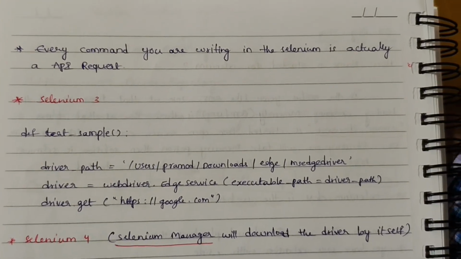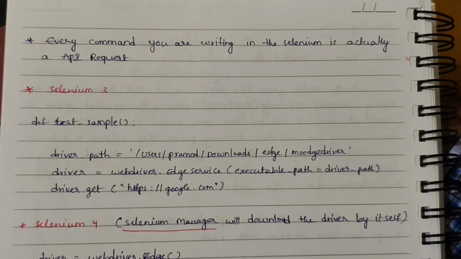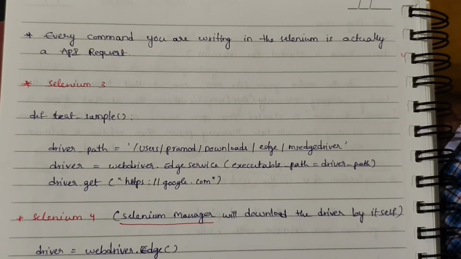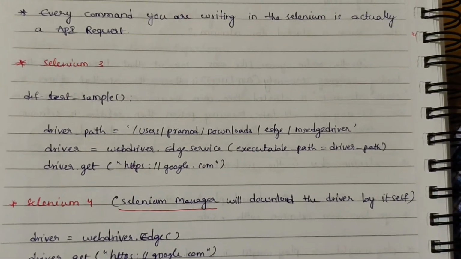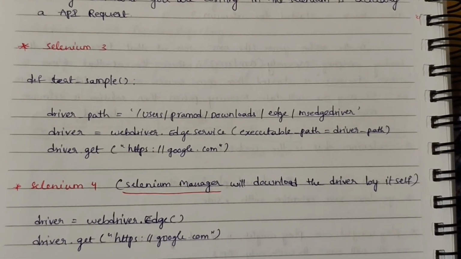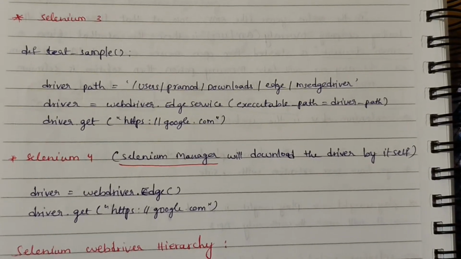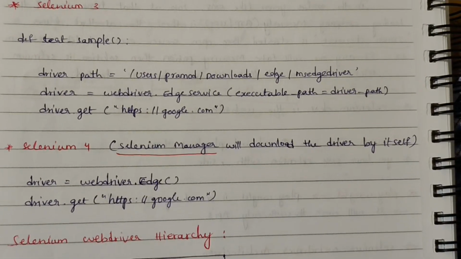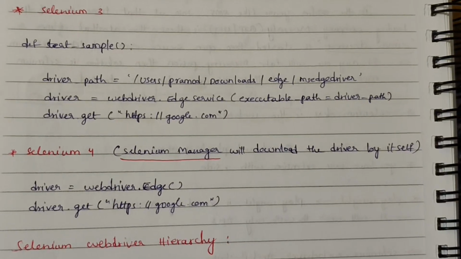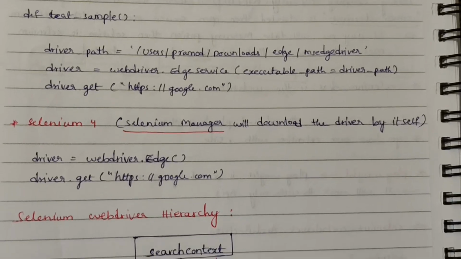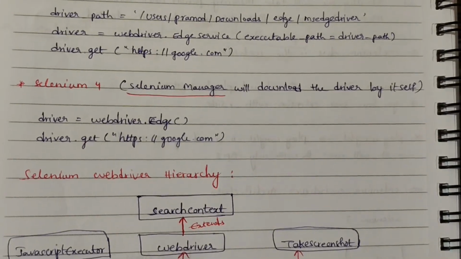Every command you write in Selenium is actually an API request. This is Selenium 3. def test_sample: here we have to mention the driver path, then mention which service, whether Edge, Firefox or Chrome. Then executable_path equals driver path, then driver.get. That is in Selenium 3.